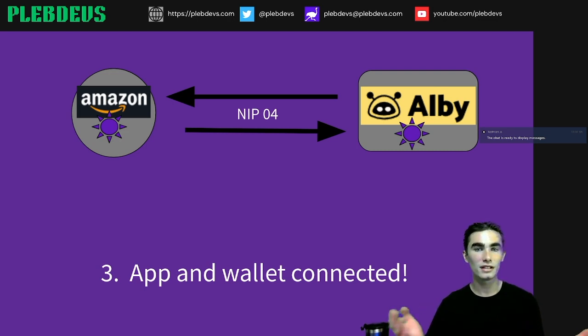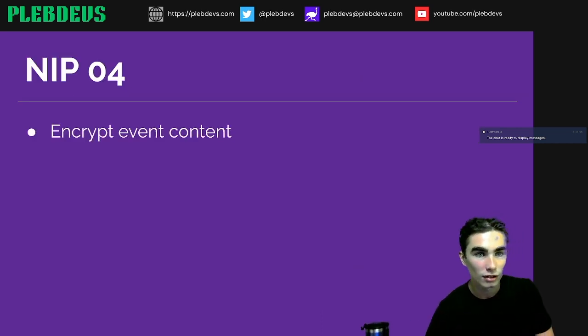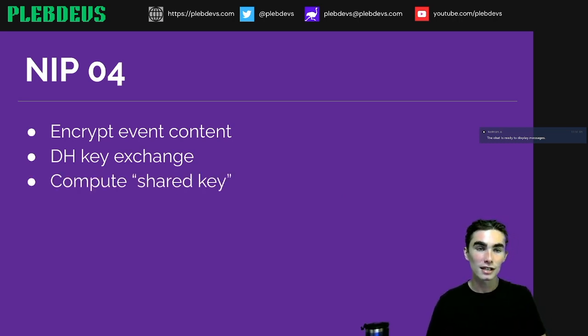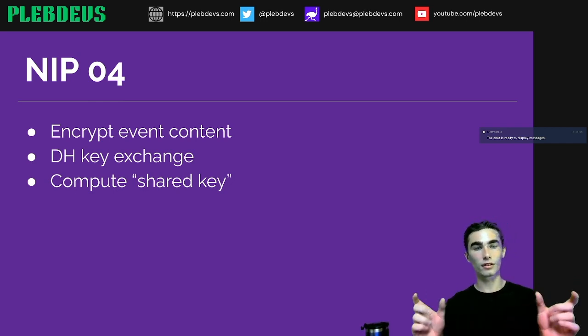Nostr is a relatively public network. You could have private relays, but for the most part it's pretty public. So how do you have private communication on a public network? Well, that's where NIP-04 comes in. NIP-04 is used in this case to encrypt event content. For NIP-04, we need to do a Diffie-Hellman key exchange to compute a shared key. Remember, in our connection URI, we had the wallet's public key and our private key. So with that information, we can compute this shared key. This shared key is a new private key that is the result of combining one public key with another private key.